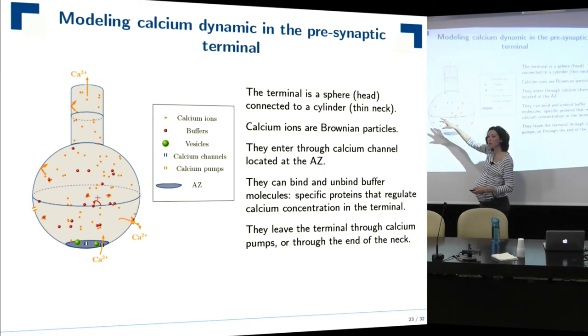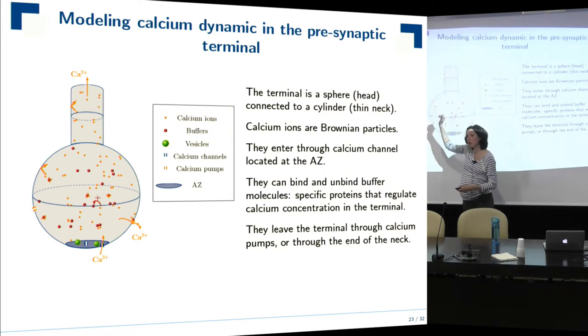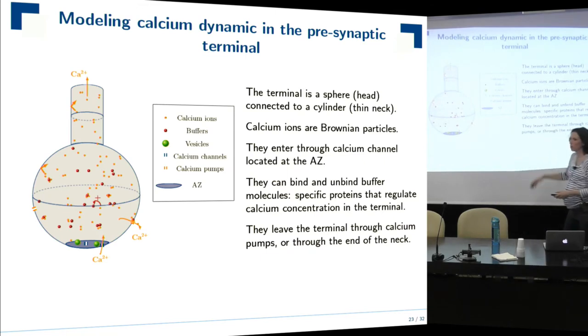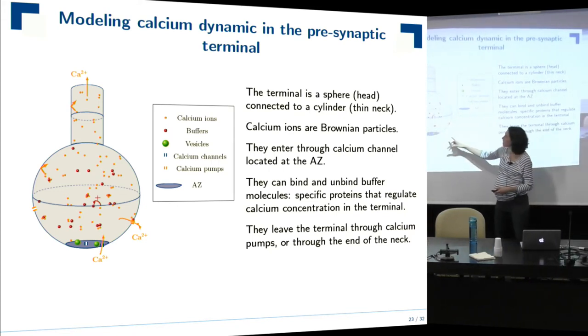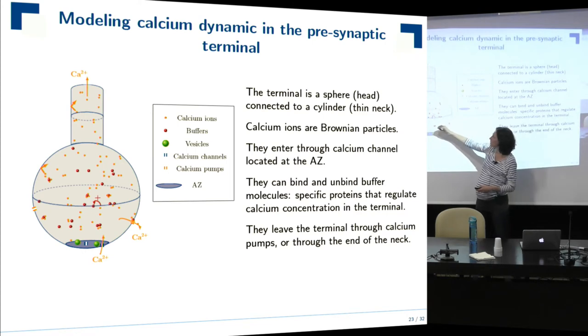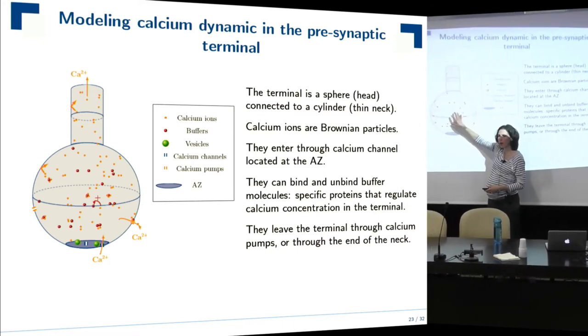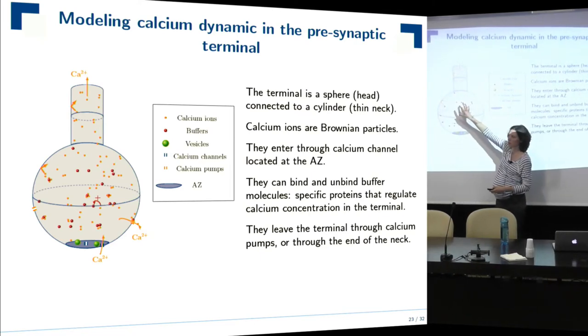You have buffer molecules that can catch them, or mitochondria, let's say they have the same behavior as a buffer molecule. And you have pumps that are extruding the calcium, and the calcium can also just leave the terminal through the end of the terminal. So calcium ions are going to be Brownian particles. Now that I have this sketch, I want to see what the influence of the buffers, et cetera, is on all of this, and especially this hypothesis of a high concentration of ions here that is going to trigger more vesicles. I wanted to test this one.